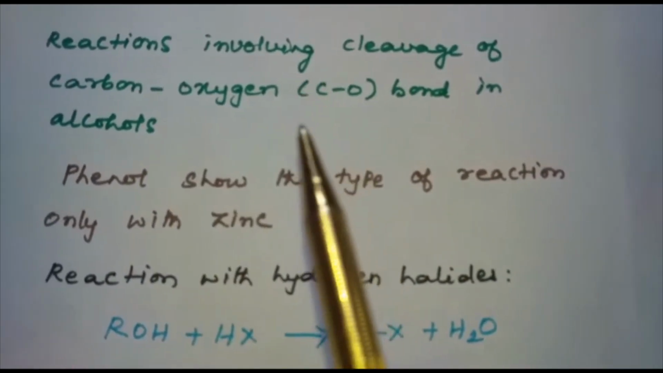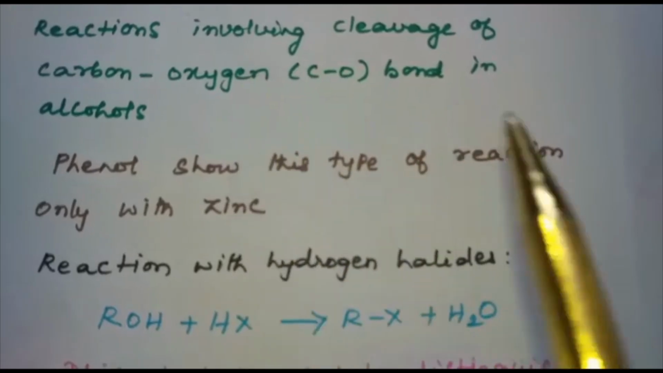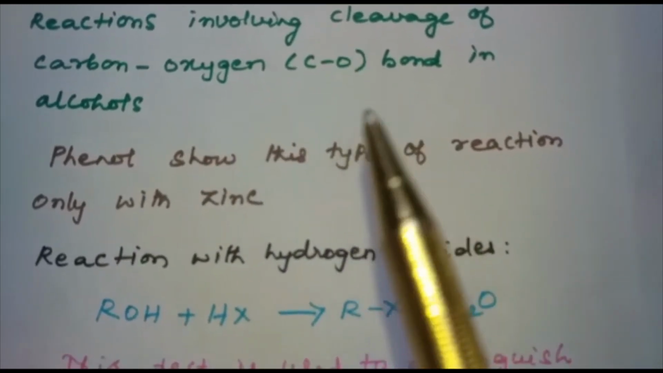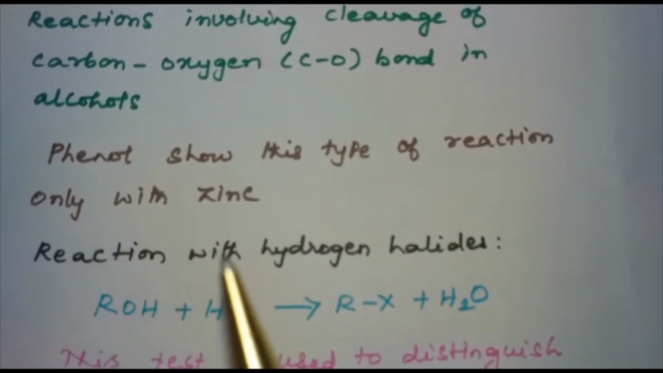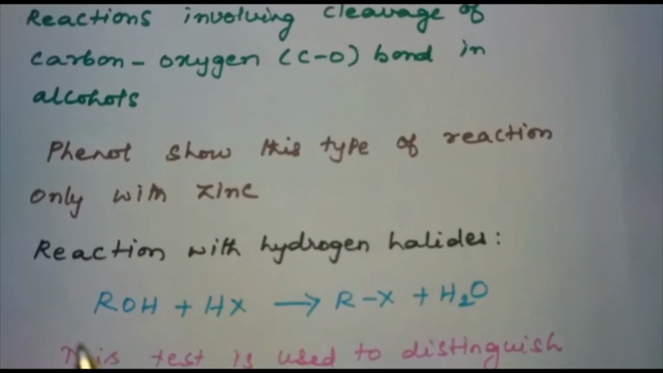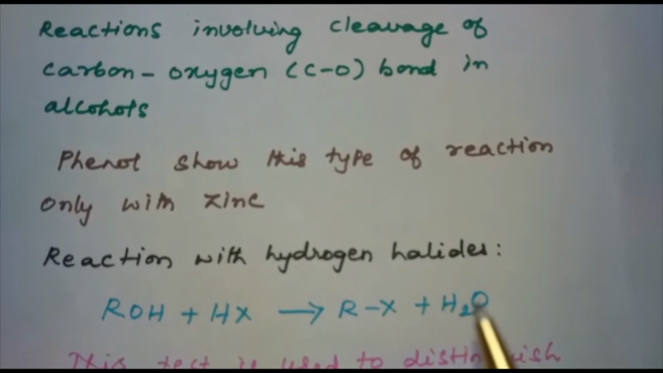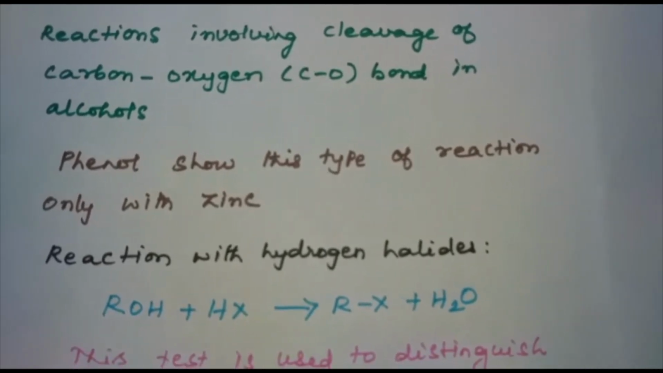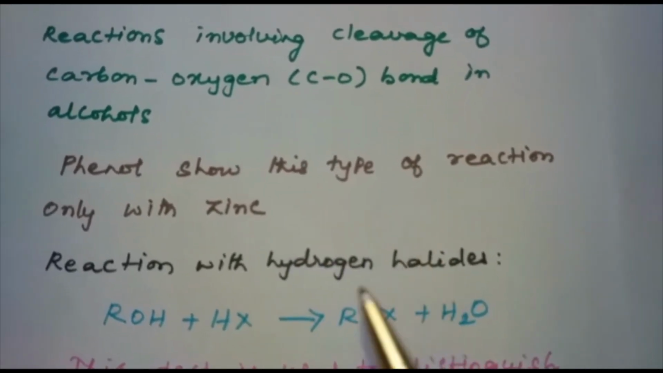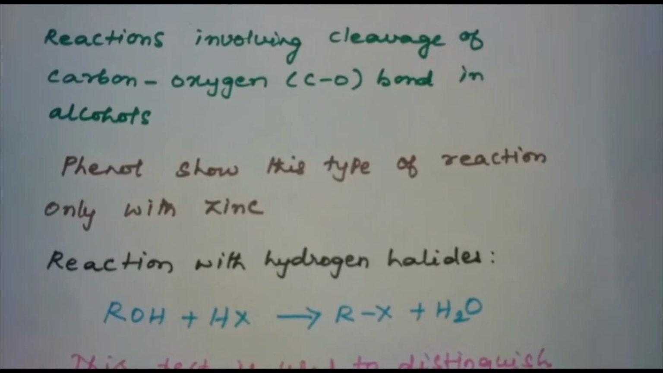Alcohols alone show this type of cleavage. Phenol shows this type of reaction only with zinc. The first one is the reaction with hydrogen halides. Alcohols, when treated with hydrogen halides, give the corresponding alkyl halides plus water. And there is a special thing in this reaction, that is, reaction with hydrogen halides.